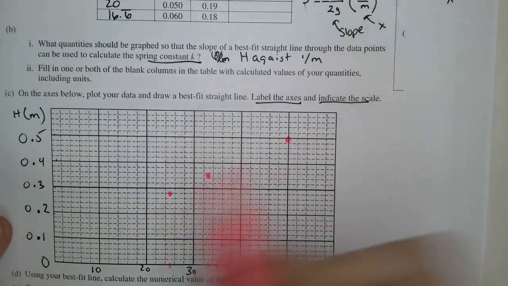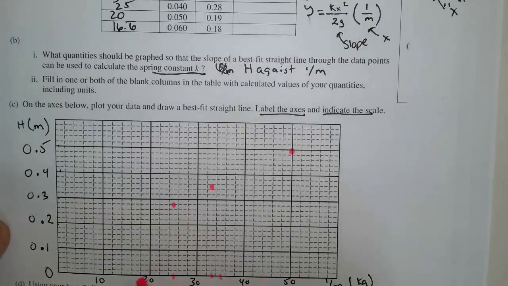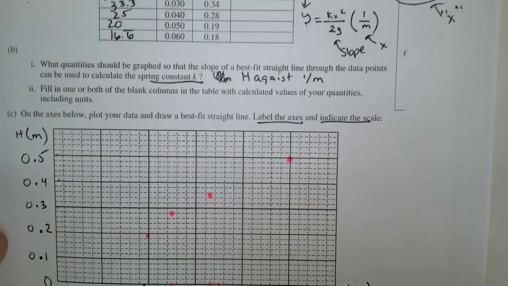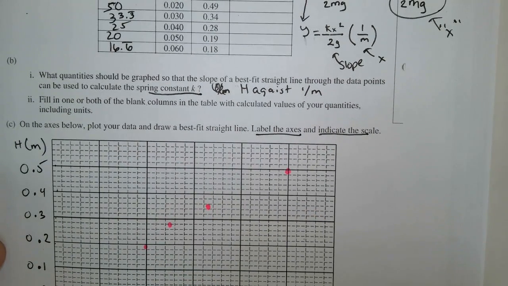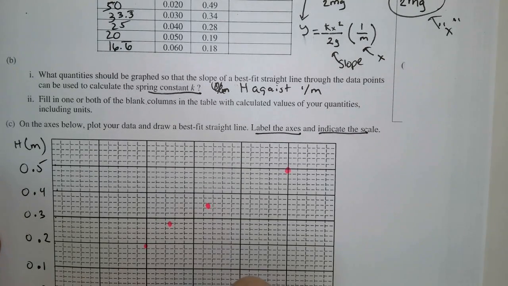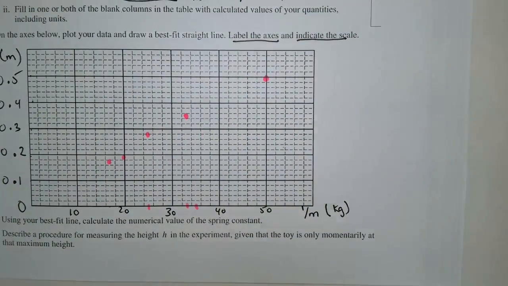So far, this looks pretty linear, so that's good. And then 20 and 0.19, 20 and 0.19 right there. And then the last one is 16.6 repeat and 0.18. So 16 is here, 0.6 would be there, and then 0.18 would be there. Okay? So ask yourself, is this mostly linear? Yeah. Ask yourself, do you have a straight edge?